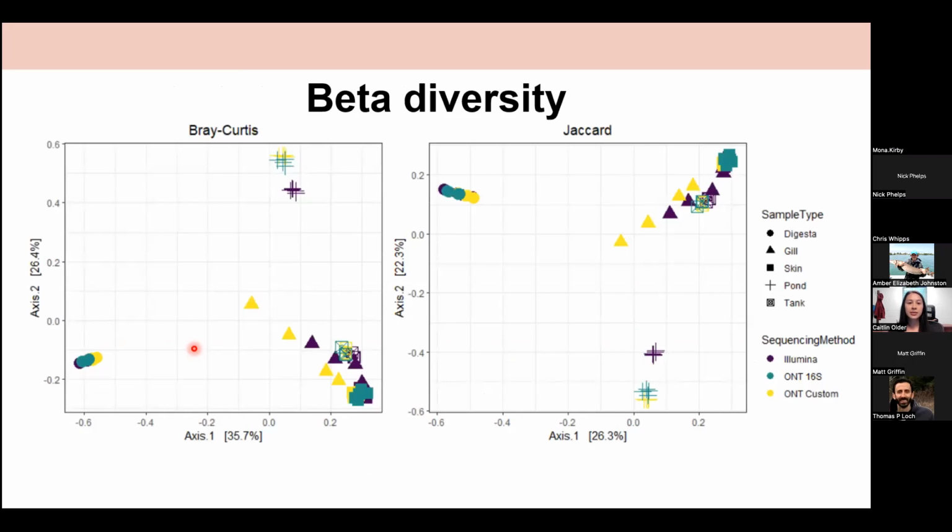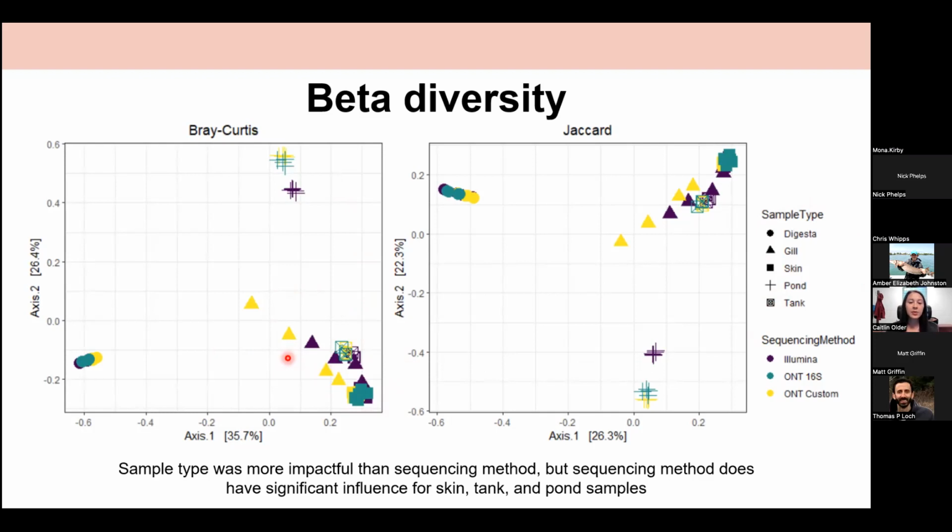Here we're looking at beta diversity again, but this time of all the different sample types and sequencing methods. So here we have our shapes corresponding to our different sample types, as you can see here, and then colors corresponding to sequencing method. And what's really obvious is that sample type is more impactful than sequencing method. However, sequencing method does have a significant influence on the skin, tank, and pond samples.